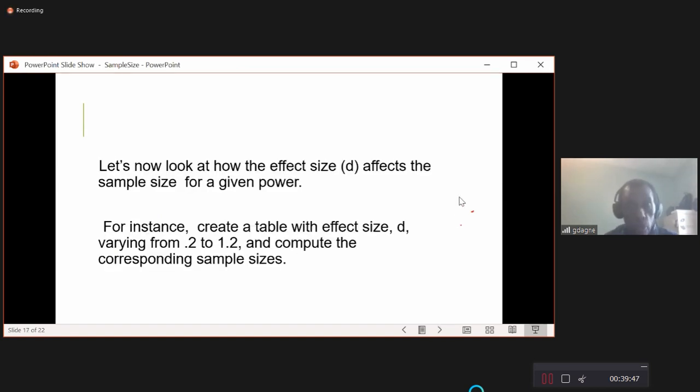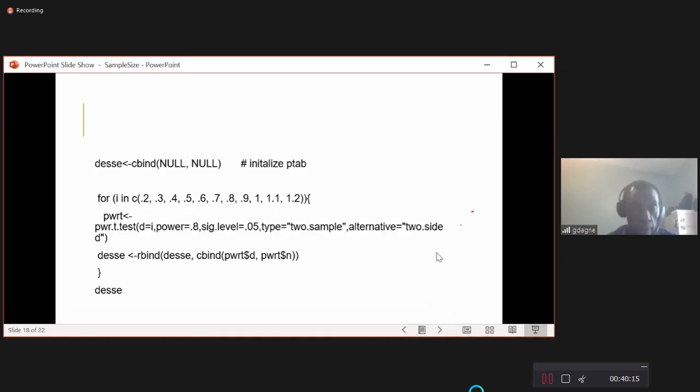So supposing now we look at the effect size. I want to see the different values for effect size and the corresponding sample size. So let me create that. For instance, create a table with effect size ranging from 0.2 to 1.2 and compute the corresponding sample sizes. Sometimes this is helpful also. So if you do that, here is how you do it.